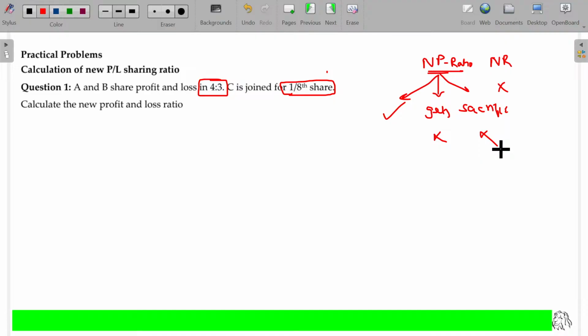Up to now, we share the profits and losses in the ratio of 4:3. C is admitted and he is asked for 1/8 share. What happens then? If we earn 800 rupees, 1/8 is offered to him, and the balance 700 will be shared by A and B in their own old ratio. In this type, the old ratio of the old partners is equal to the new ratio of the old partners. Let's see in this case. Let the profit be 1.